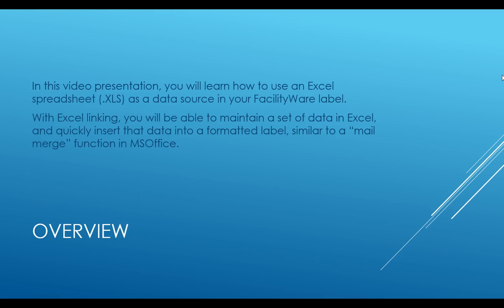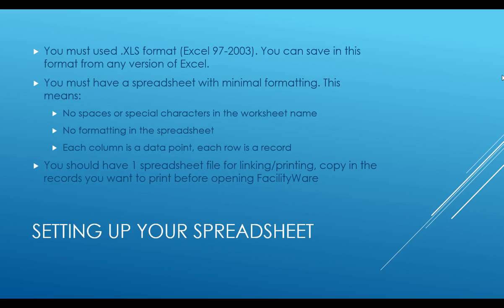So in this segment, we're basically going to learn how to take what you've stored in an Excel spreadsheet and do what's similar to a mail merge. Basically take that data out and print multiple labels based on that data. A few things you need to know about that spreadsheet: you have to use XLS format. That's Microsoft Excel 97 to 2003. You can save to that format from any version of Excel. You don't have to have those versions. Office 2013 through the latest will save in that format. OpenOffice, LibreOffice, they will all save in that .xls format.